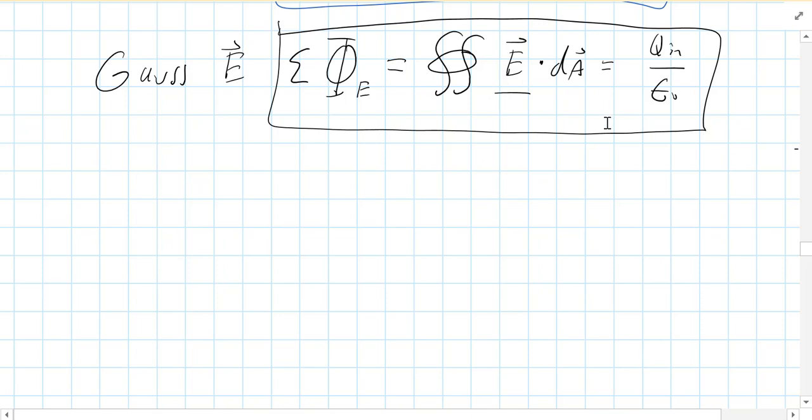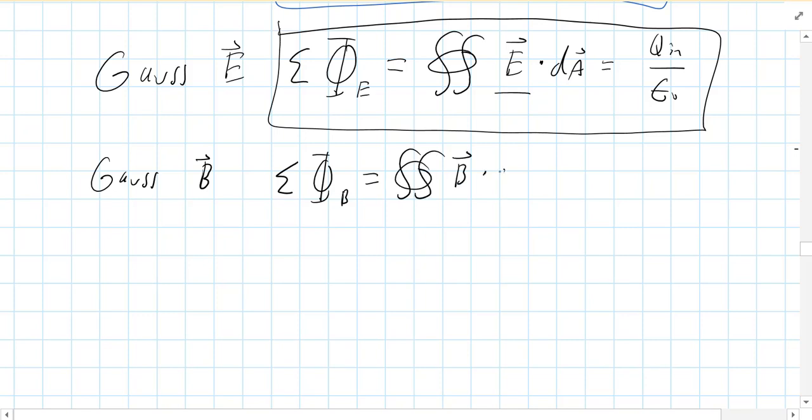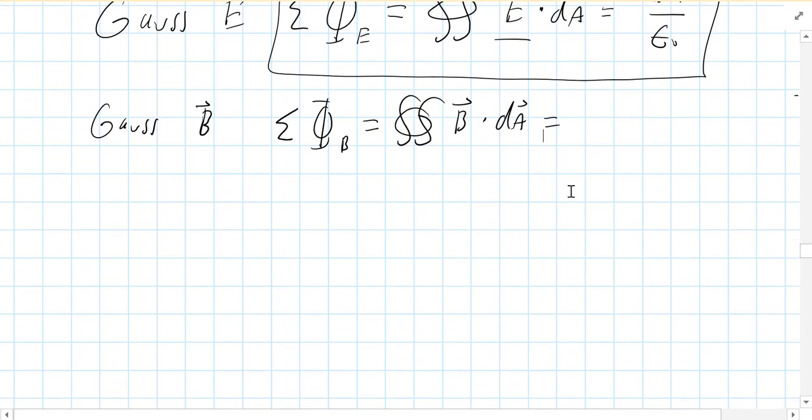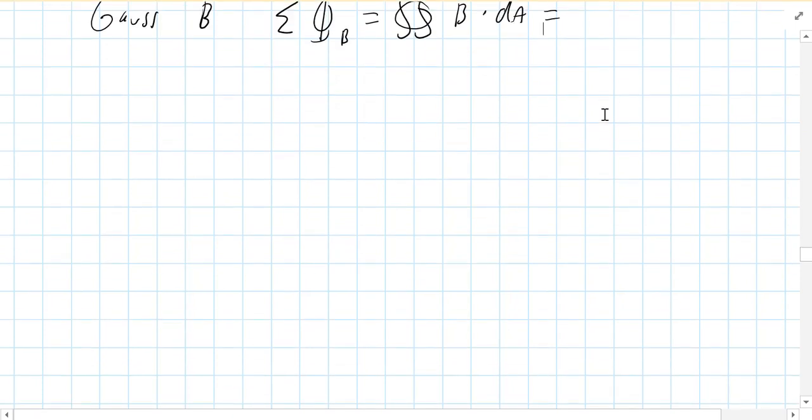So what's the analogous equation in magnetic fields? What would be Gauss's law in magnetic fields? So we have the net magnetic flux leaving an enclosed volume. That would be B dot dA. Well, that would equal what over here? I'm going to show you two examples, and then hopefully you'll figure it out before I tell you.